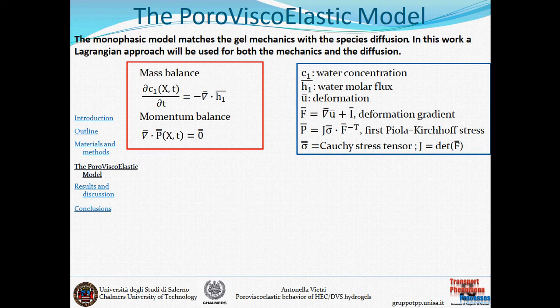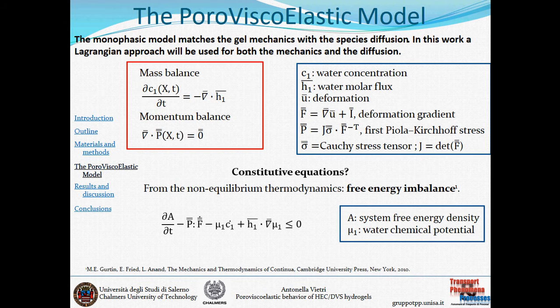To derive the equations of the model, a Lagrangian approach was used. Here, the mass and the momentum balance are reported where C1 is the water concentration and P is the first Piola-Kirchhoff stress tensor. The constitutive equations can be obtained through the dissipation inequality. According to it, not all the conventional power expended on a region can be converted into change in the net free energy, because a portion of that power must go into dissipation.